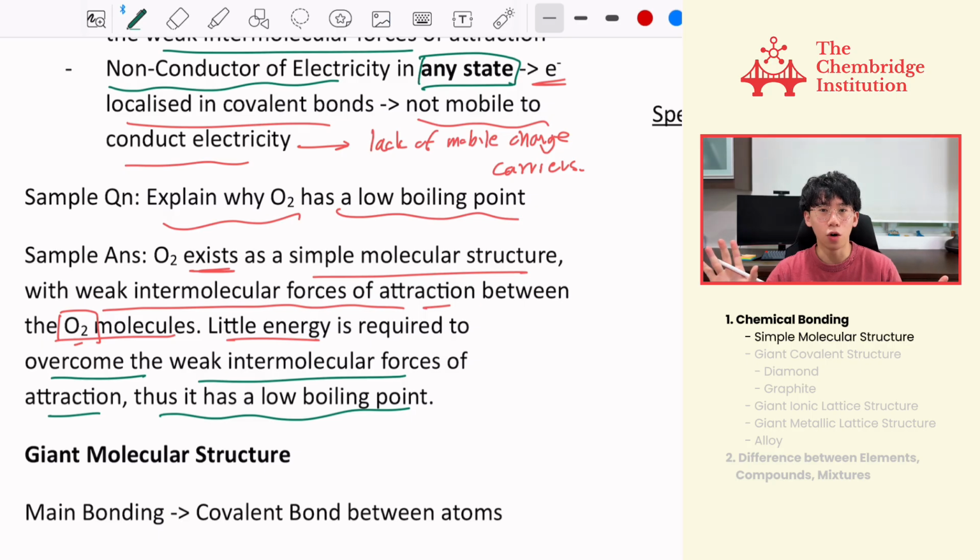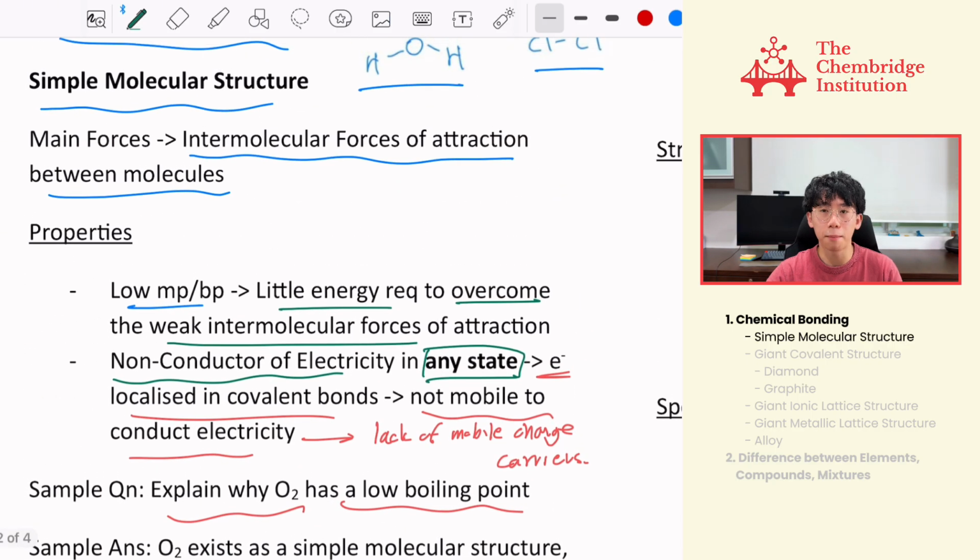Realize that all you had to do was just memorize the structure and memorize the force and memorize how to answer for the specific physical property, in this case, low boiling point. And you can easily get your full marks.